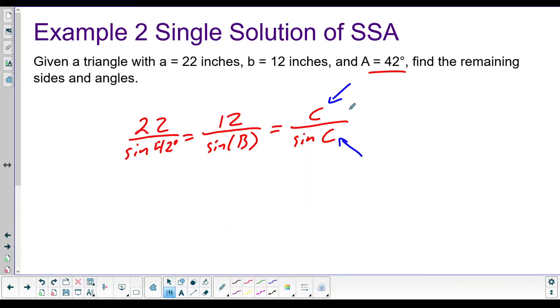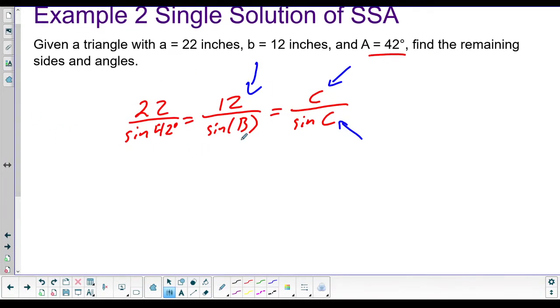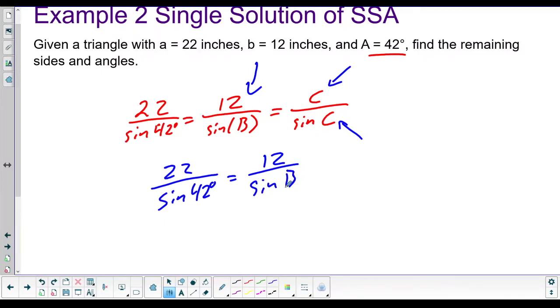So that means we just have to start our problem with the B section, because we know that side length, so we can use it to find the missing angle. There's only one missing piece of information in this one. So let's go ahead and start by solving for angle B. So we have 22 over sine of 42 degrees equals 12 over sine of capital B.